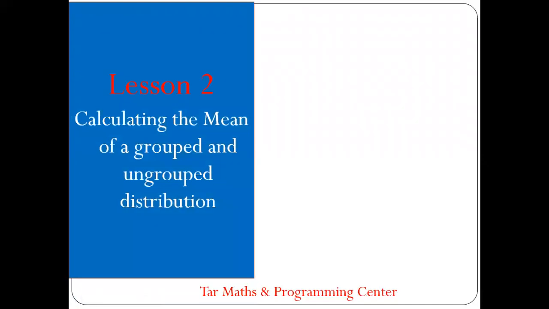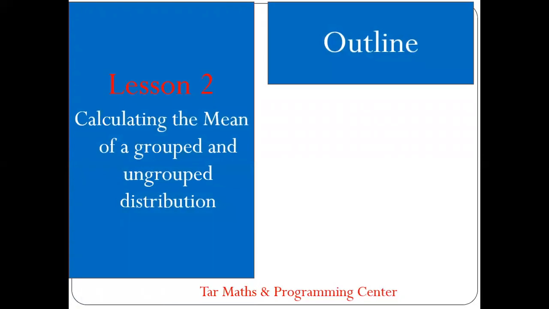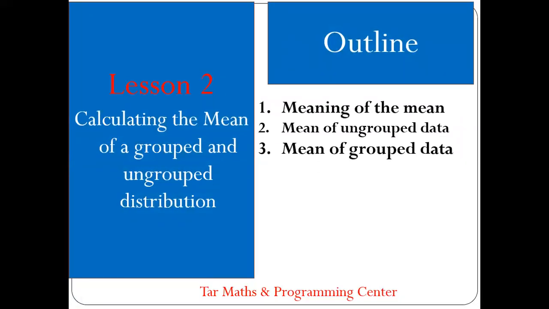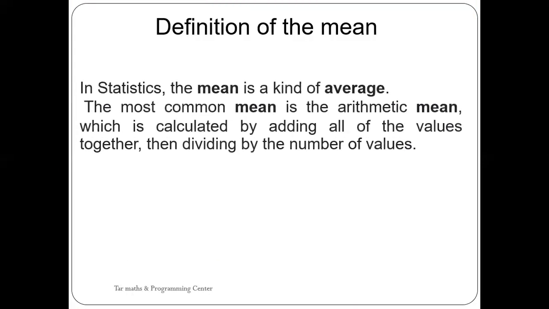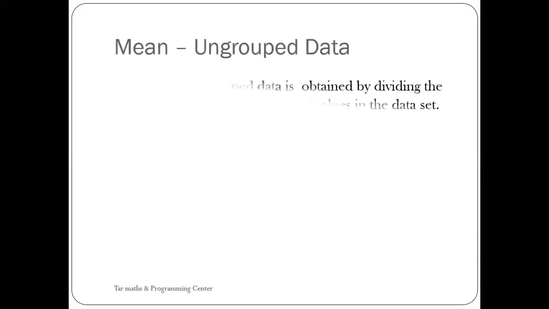Hello guys, in today's lesson we are going to look at how to calculate the mean of grouped and ungrouped data. Let's start by looking at the meaning of the mean. In statistics, the mean is a kind of average. The most common mean is the arithmetic mean, which is calculated by adding all the values together, then dividing by the number of values.